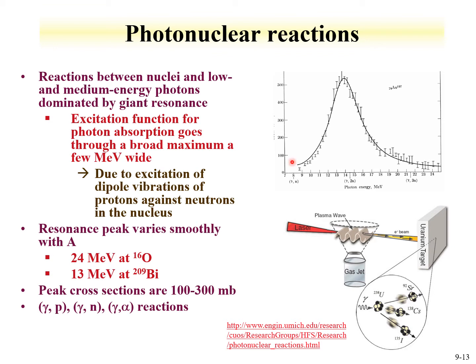As we see, the reactions here are gamma-n, gamma-2n, gamma-3n. We see it goes through a maximum peak for the 2n reaction at around 14 MeV. The resonance peak position varies pretty regularly with the A of the target: 24 MeV for oxygen-16 and 13 MeV for bismuth. Here only gamma-n reactions are shown, but there are actually a number of different reactions possible, including proton, neutron, and alpha reactions.